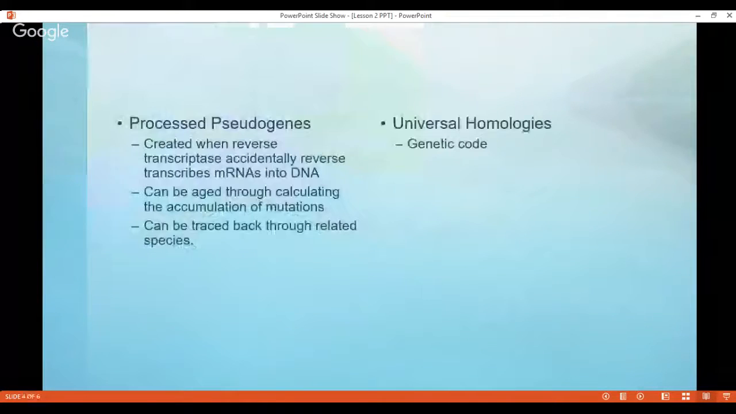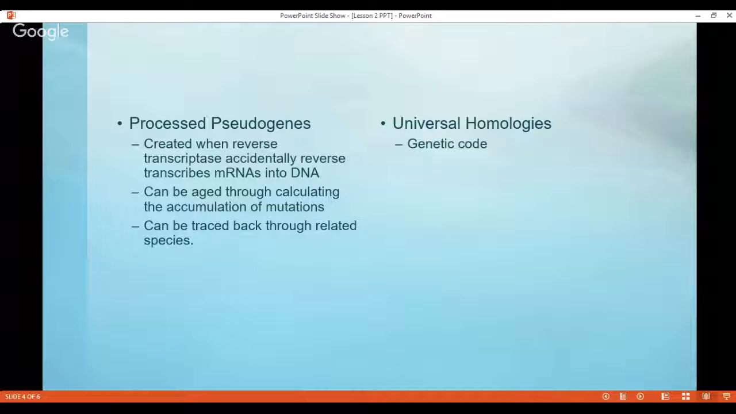The second example is processed pseudogenes. And what these genes are is they're genes that are created when reverse transcriptase accidentally reverse transcribes mRNAs to DNA. It's what reverse transcriptase is supposed to do, just not with what it does. And those genes just hang out in the genetic code. They're nice because they can both be aged through calculating how many mutations they've accumulated, and they can also be traced back through parent species. So species will pass them down because they just sit in that genetic code and are, of course, copied and passed on to their offspring.